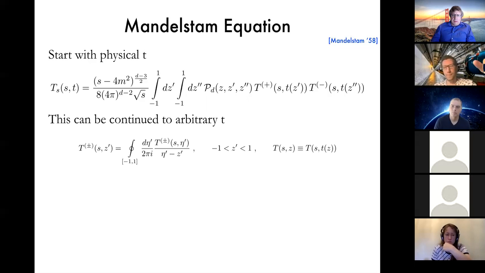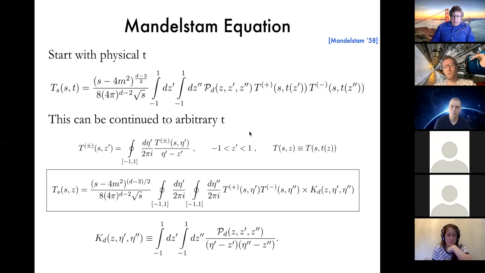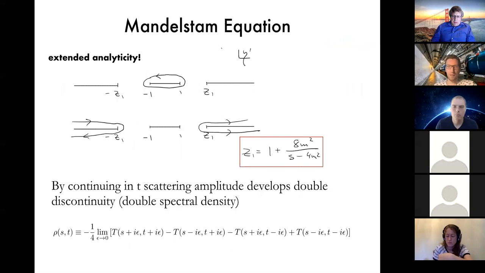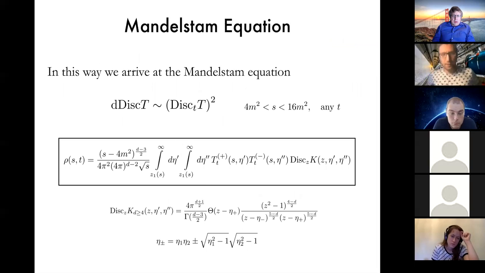You write your amplitude as some Cauchy integral. You write your discontinuity as these Cauchy integrals where you use analytic properties of the amplitude. And then you deform the contour. Very similar things happen. You wrap around the cut of the amplitude, which is something you know from this extended analyticity. And you get the following equation. And this is what I call the Mandelstam equation. So the Mandelstam equation is an analytic continuation of elastic unitarity in T.